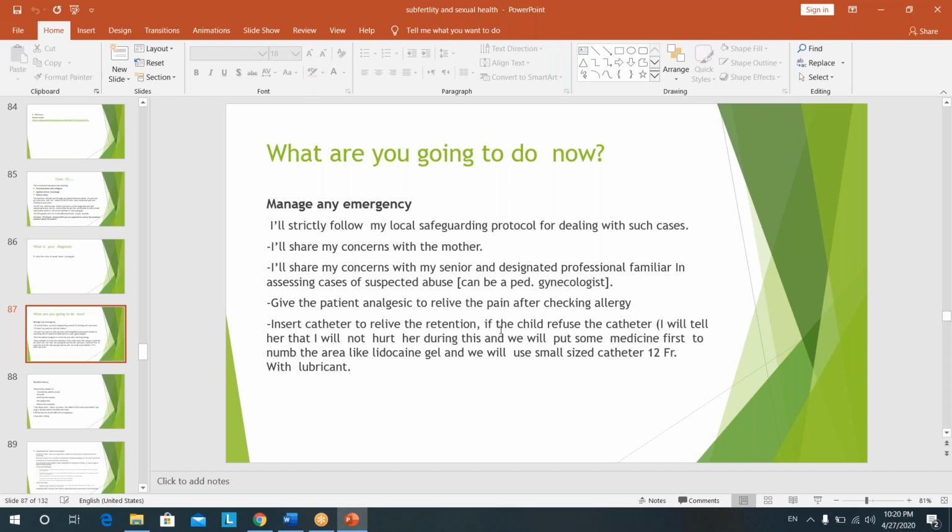Here the examiner may ask you what you will do if the patient is reluctant to have a catheter. Someone may say, okay, I will not do a catheter, I will do something else to relieve the retention. No, you have to counsel this patient. This young girl doesn't know what a catheter is and she may be afraid of it. So you have to counsel.